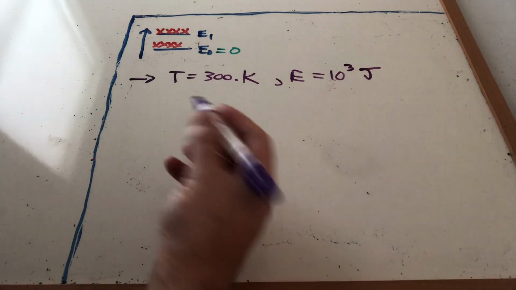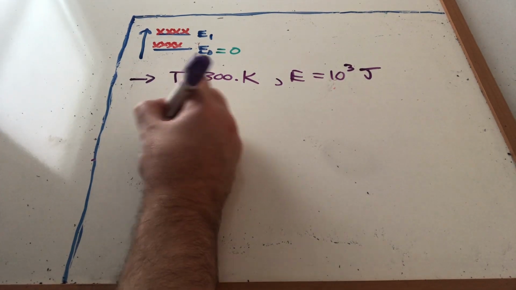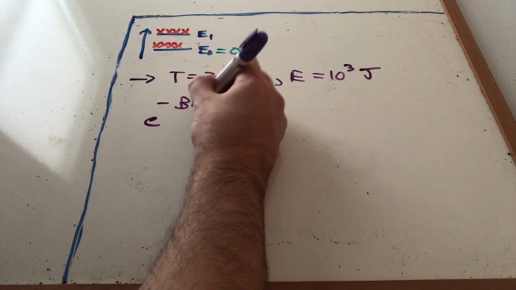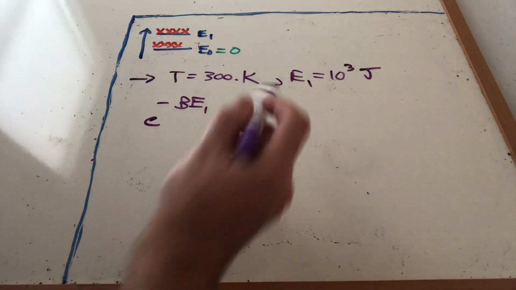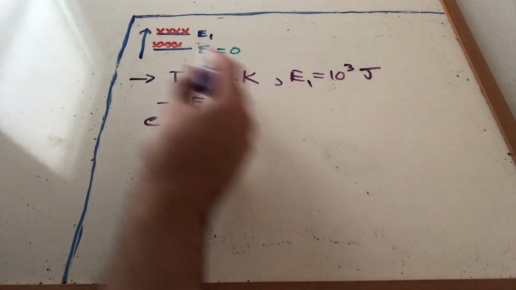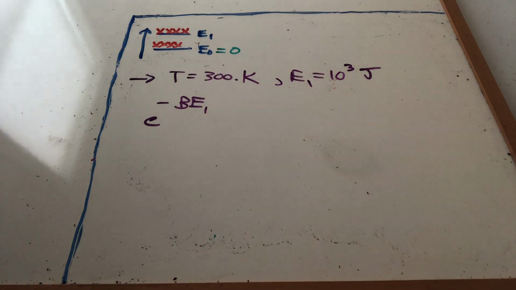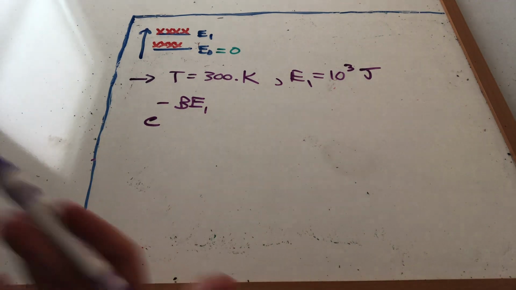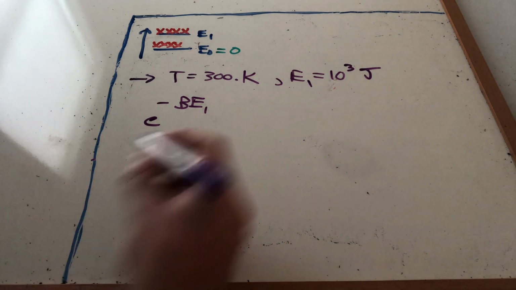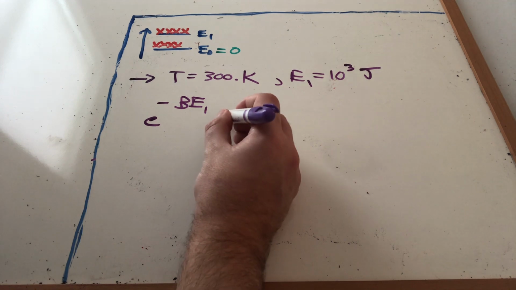Remember, the main thing inside our population is e to the minus beta E1. So if we have that gap as 10 to the third, a gap of a kilojoule, that means that if E0 is 0, then E1 is equal to 10 to the third joules. This is the main thing that affects our population formulas, so we can actually calculate this out.